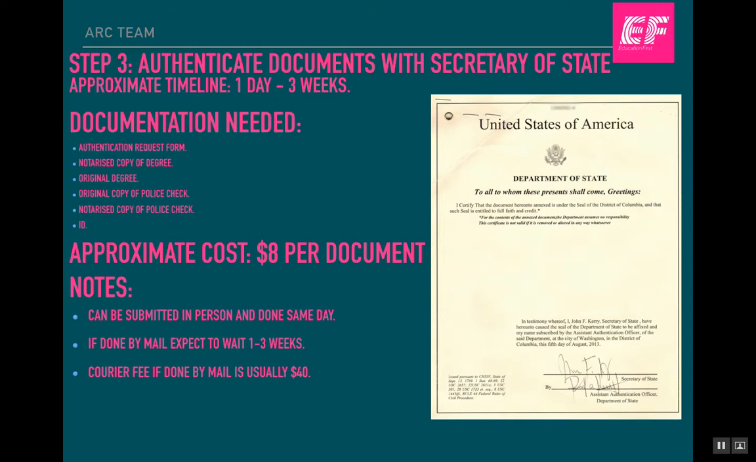This application can be submitted in person and completed in the same day. So if you live close to your Secretary of State, take it in and get it done on the same day. If you don't live close and you have to do it by mail, it can be done by mail, but you need to expect to wait 1 to 3 weeks to get it back. And the courier fee, if done by mail, is usually $40. So it takes more time and it costs more money to do it by mail. So obviously, if you can submit it in person, that would be the ideal way of doing it.